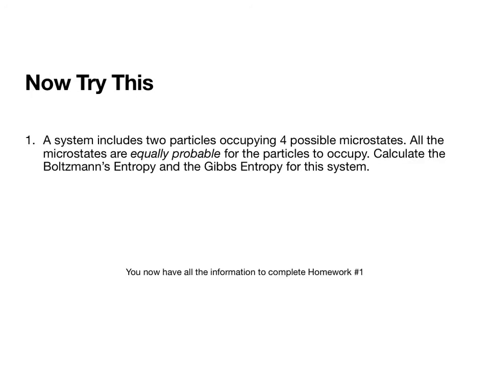Okay, so your now try this is that a system includes two particles occupying 4 microstates. Remember, that's our 2 particles, 4 possible spots. All of these microstates are equally probable for the particles to occupy. And with this, I want you to calculate the Boltzmann entropy and the Gibbs entropy for this system. With this, you have all of the information that you need to complete homework 1.